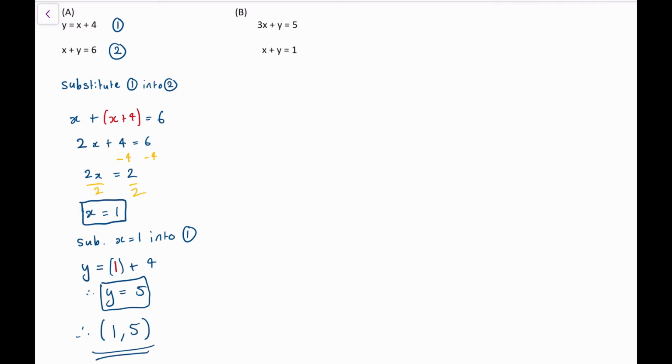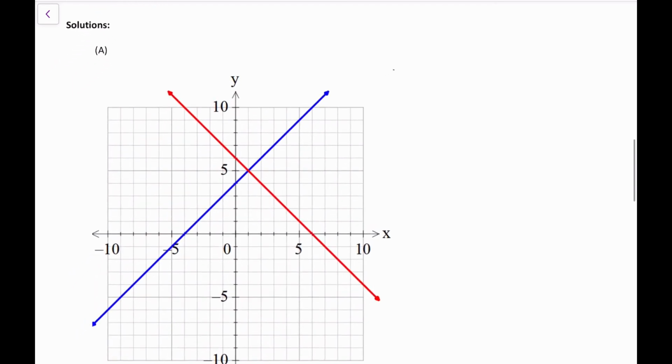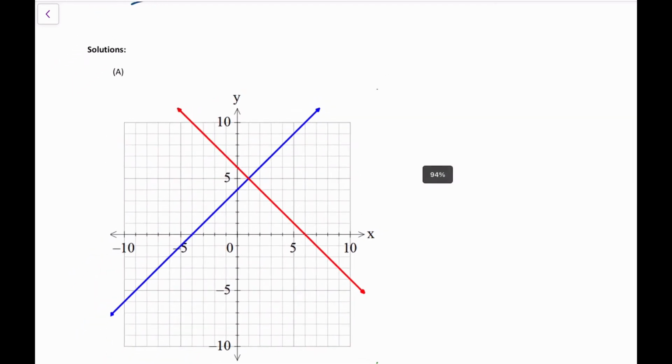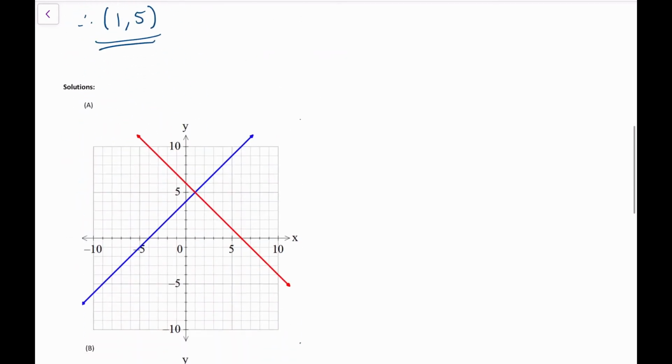Okay, that's my solution. Let's go and actually check this graphically. So, down below, here we go. The blue line here has a positive gradient, so that's actually going to be equation 1. And this one here will be equation 2.